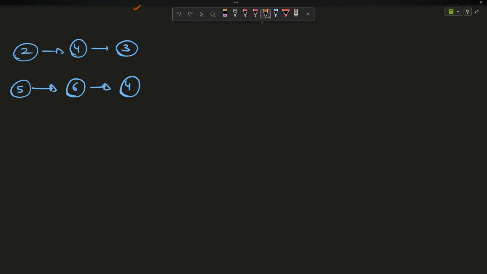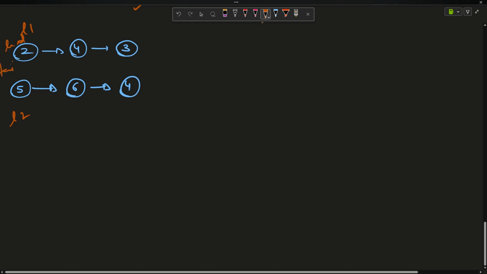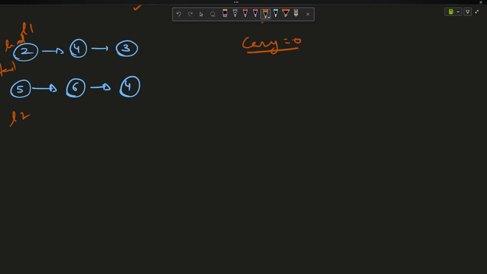Okay, so my L1 is here, my L2 is here, I made my head here, right? I made my tail also here, and now my carry is 0. In the first operation, L1 value becomes 5 plus 0 plus 2, so it will change to 7. Carry remains 0, L1 value remains 7. I will move forward. L1 comes here, L2 comes here.